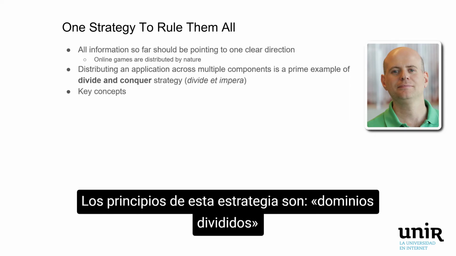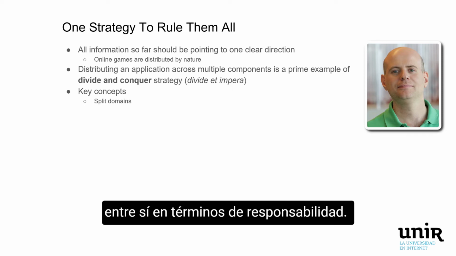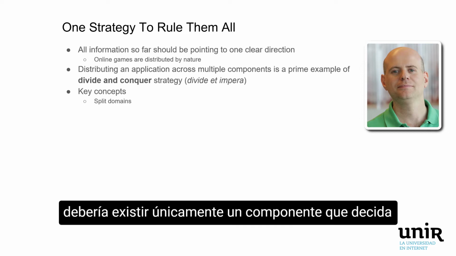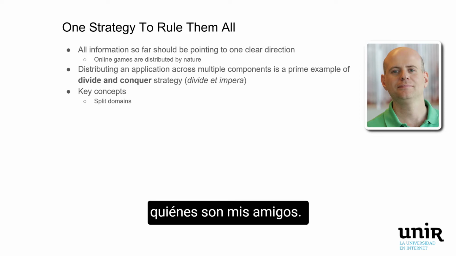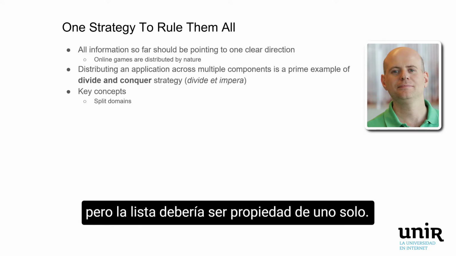And the principles of this are split domains, which means that every single piece of the application should be independent from each other in terms of responsibility. For example, I'm making a game where I can invite my friends. There should be only one component that decides who are my friends. Other components can consume that list, but that list should be owned only by one.